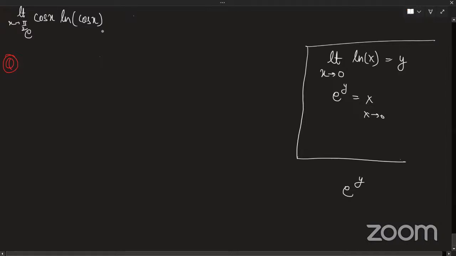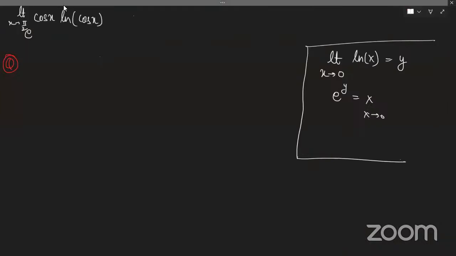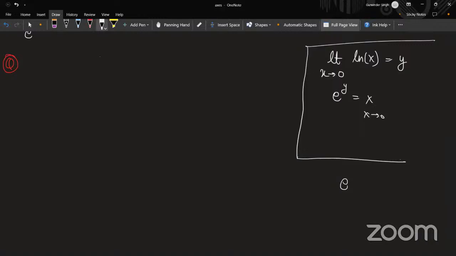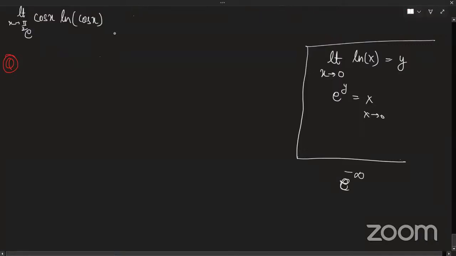Minus infinity. Correct. Absolutely correct. Just think of this: what is e to the power of minus infinity? It is 1 by e raised to infinity. So it will go to 1 by infinity. So what is 1 by infinity? 0, correct.